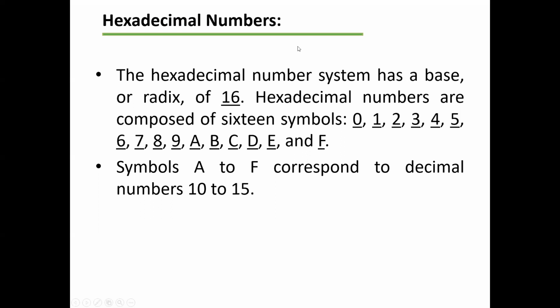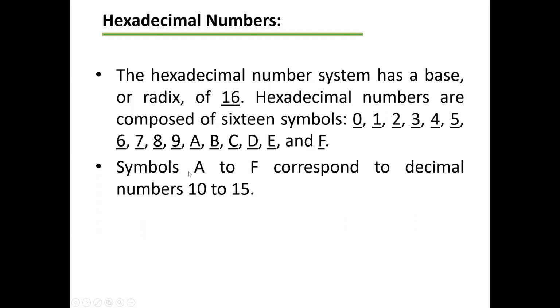Hexadecimal number has a base or radix of 16. Hexadecimal numbers are composed of 16 symbols: 0, 1, 2, 3, 4, 5, 6, 7, 8, 9. So, galing sa decimal, pero may dagdag na A. A is equivalent to 10. B is 11. C, D, E, and F. Ayan. So, 10 to 15. Symbol A to F corresponds to decimal numbers 10 to 15.